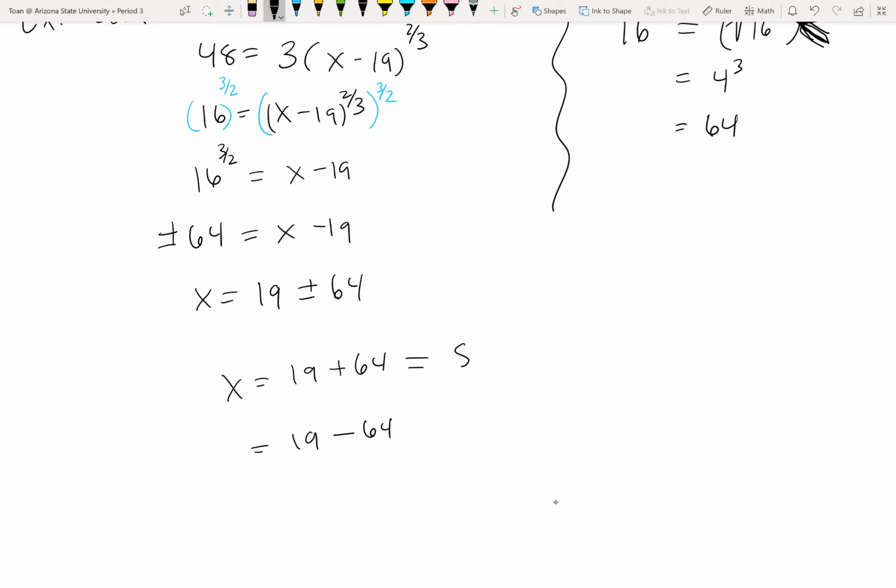That's 83, and that is negative 45. Yes, it would be good practice to check our answers, but since the original problem only started with one x, and I'm pretty confident that we did our arithmetic correctly, it's safe to say that both of those are our answers.